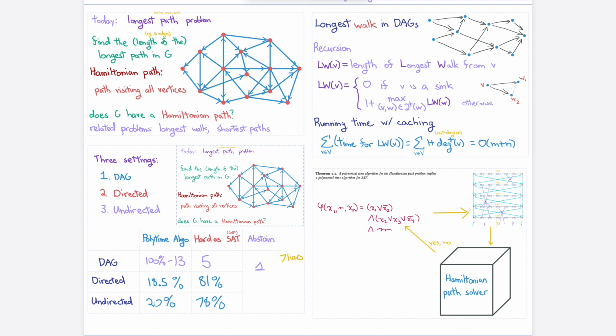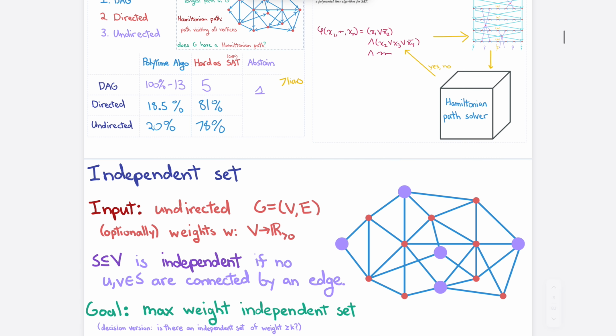These are all kind of surprising because longest path doesn't look that different from shortest path on the surface, right? But shortest path or shortest walks we can deal with. Longest path, for some reason, we cannot.